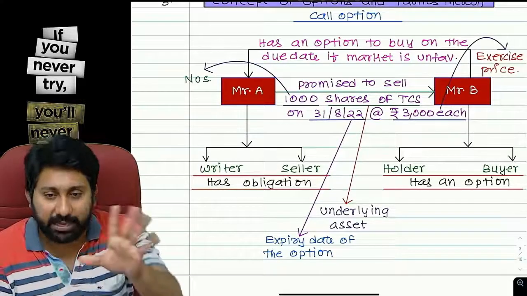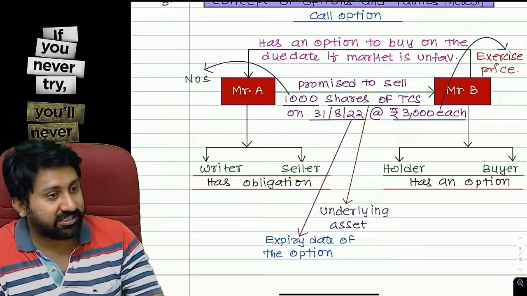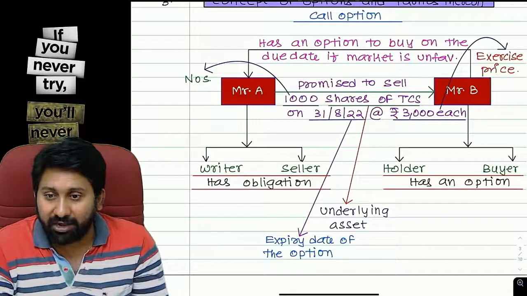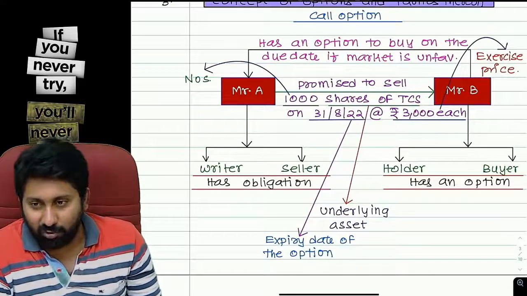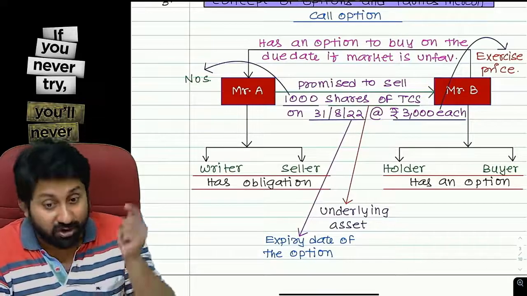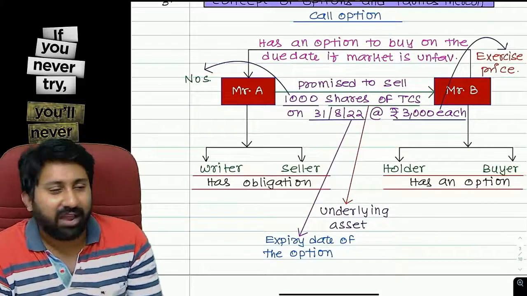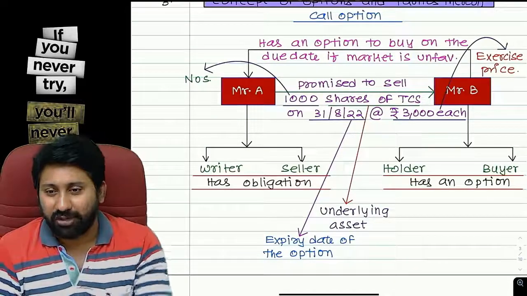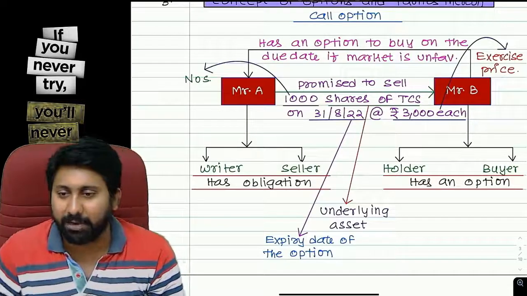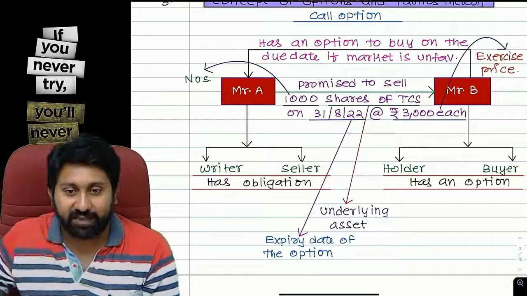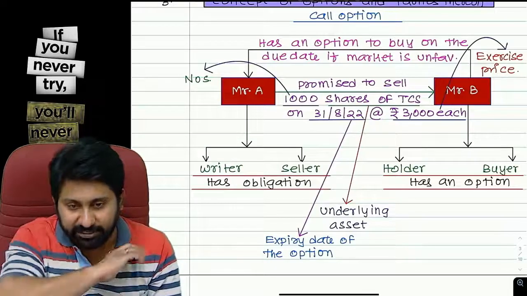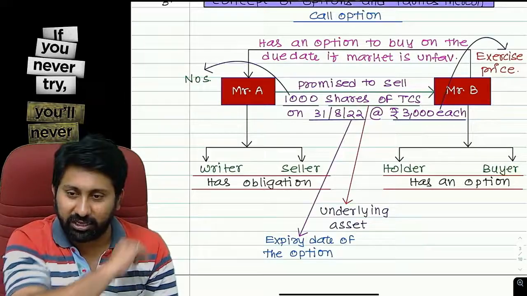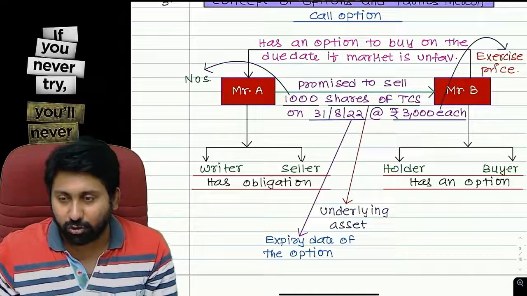First understand from B's point of view. B will buy the share from Mr. A by paying 3,000 because the market is unfavorable. Now suppose the market price came to 2,500. Like in the currency market, I need not do all these things here. I will tell Mr. A, sorry, in the market it is available at 2,500 only, so I will not buy from you. I will buy from the open market at 2,500. I will lapse. Lapse means to relinquish, to leave. I will leave this option and go to the market and purchase at 2,500.